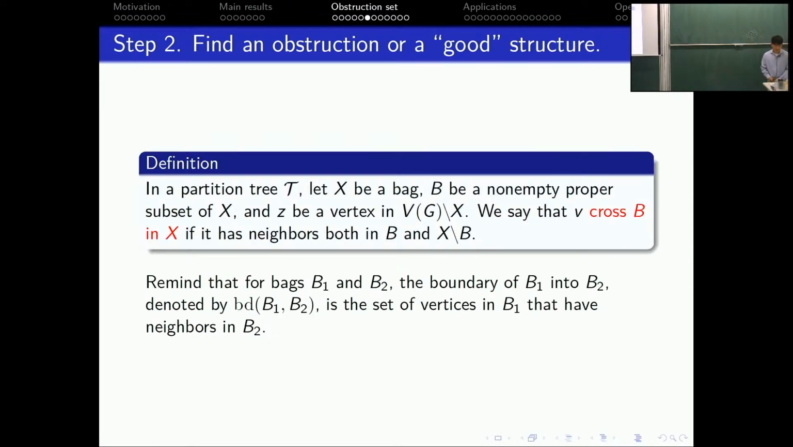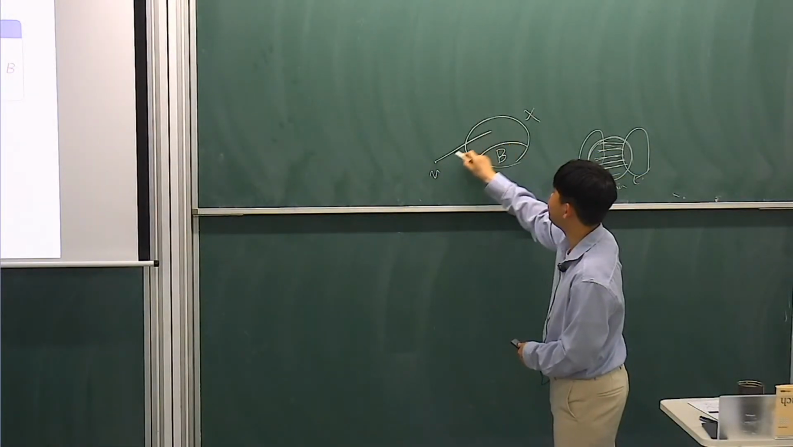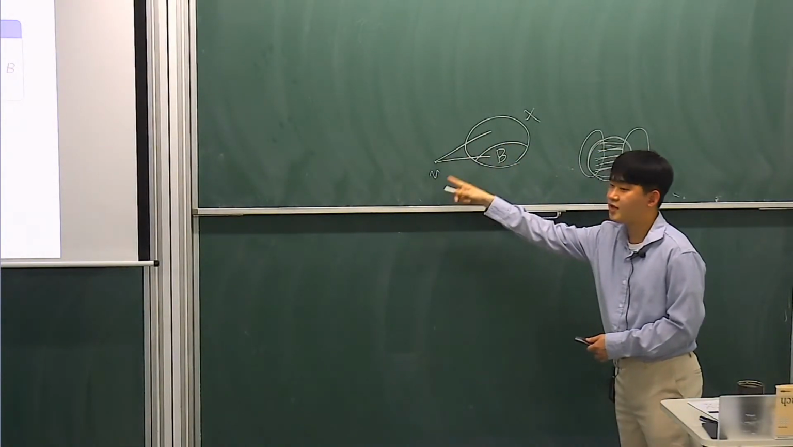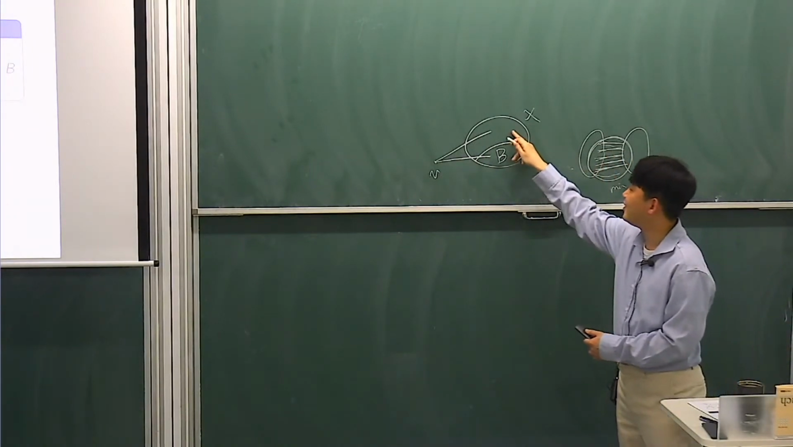And in step two, we need some definitions. So in a partition tree T, let X be a bag and B be a non-empty proper subset of X, and let V be a vertex outside of X. We say that V crosses B in X if it has neighbors both in B and in X minus B. So if we have X here and B is something here, and V has neighbors in both this side and this side, then we say that V crosses B in X.